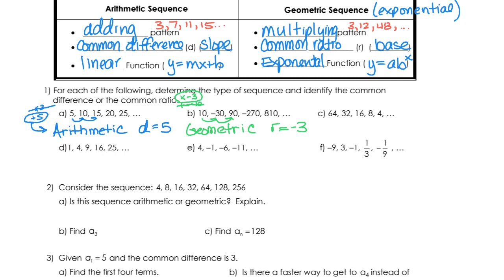Okay. In my next one, 64 to 32, I could add a negative 32 to 64, and that would bring me to 32. Or I can multiply by a half. All right, so now 32 to 16. Well, adding the negative 32 wouldn't work there, but multiplying 32 by a half would give you 16. And since this is multiplying, this is geometric. Geometrics have an R value called a common ratio, and that's the number we're multiplying by, which is a half.